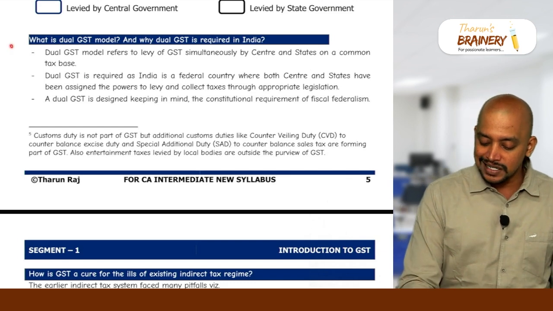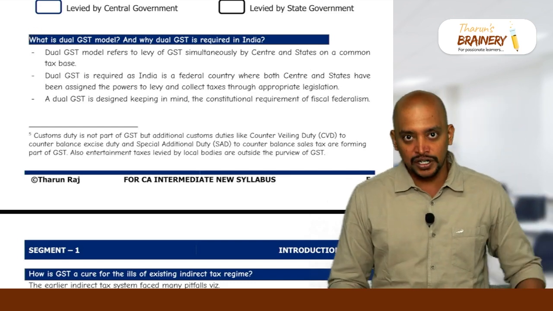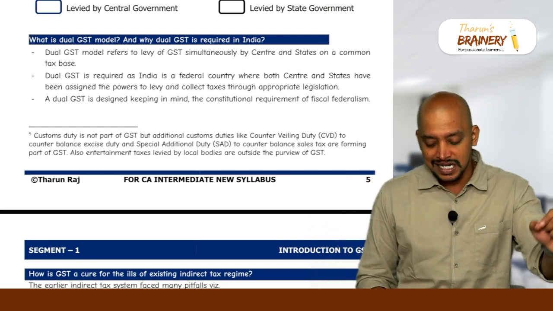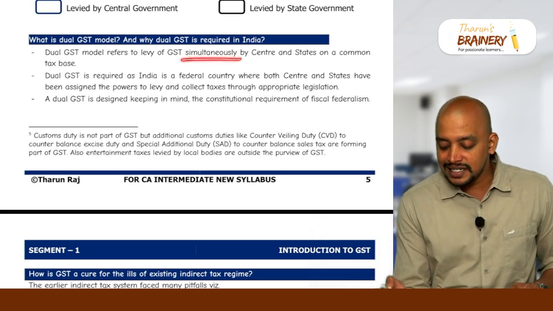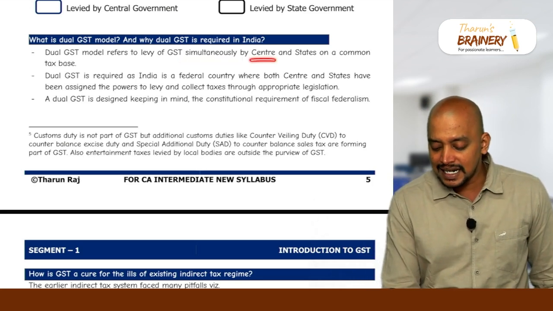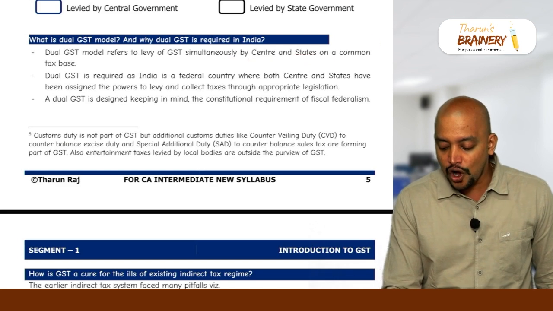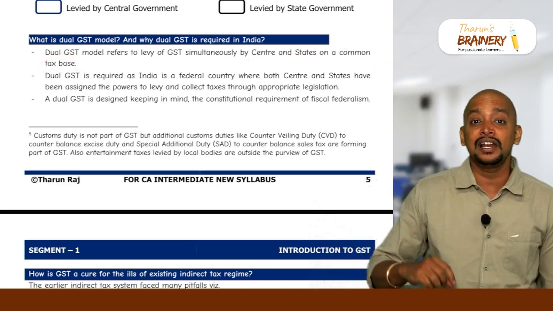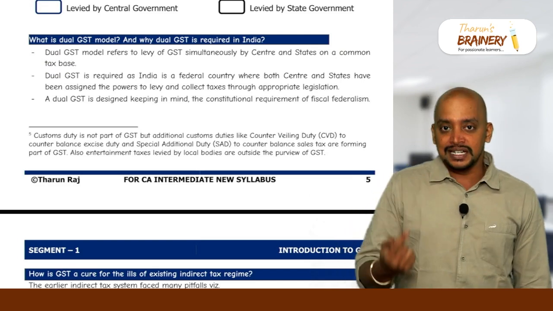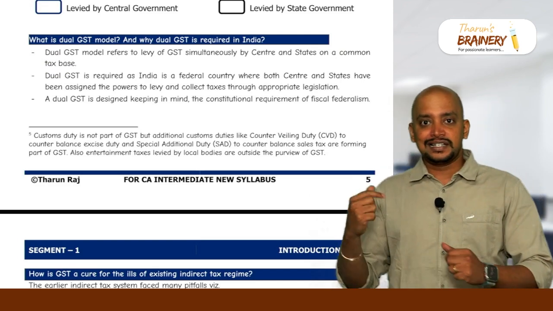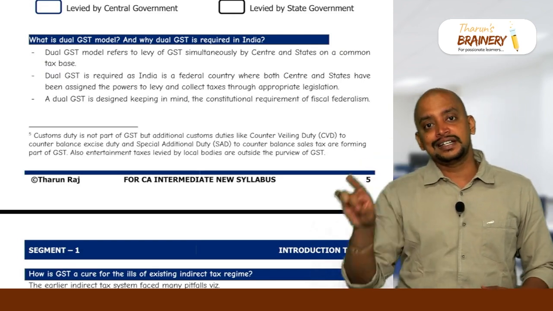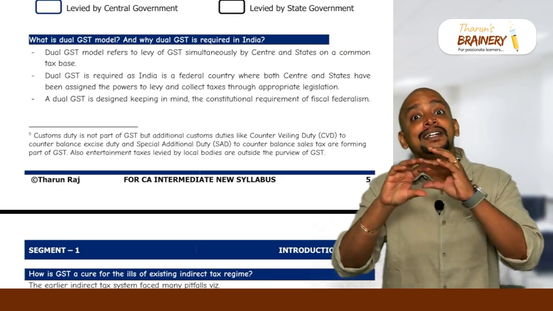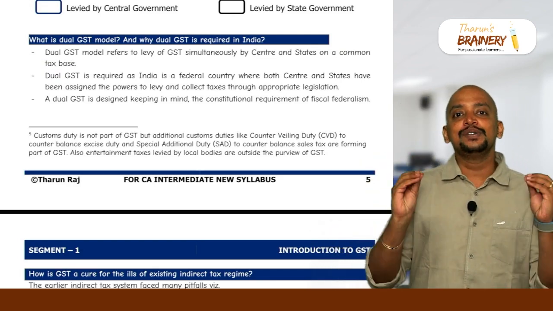So dual GST model. What is dual GST model? Levy of GST simultaneously by center and states on the common tax base. That is known as dual GST model. What is dual GST model? Levy of GST simultaneously by center and state on the common tax base is known as dual GST model.